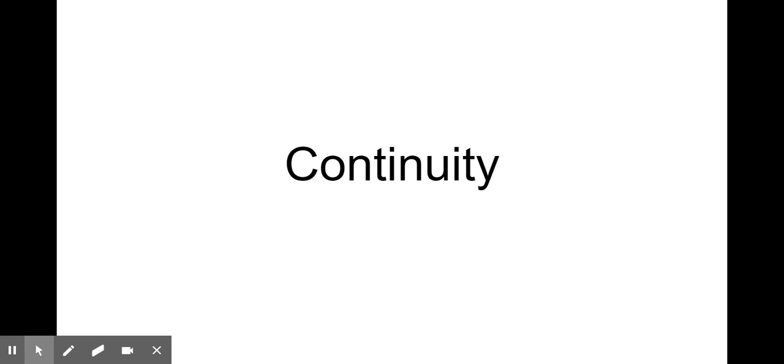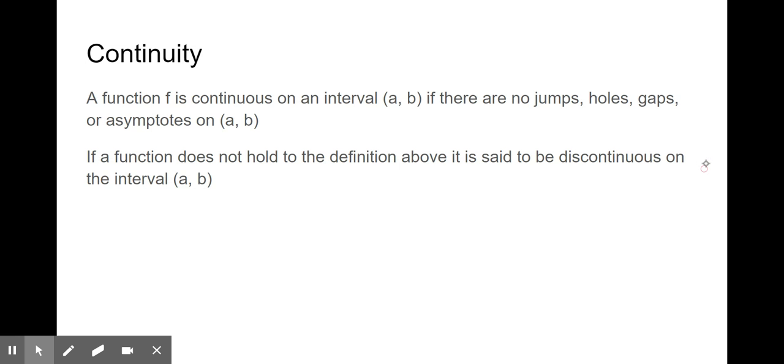Today, we're going to be talking about everyone's favorite topic, continuity, which you actually did talk about a little bit last year in pre-calc at the very beginning of the year. So we're going to review some of that stuff and see how it starts to form and really involves the concept of limits. So let's take a look at the definition.